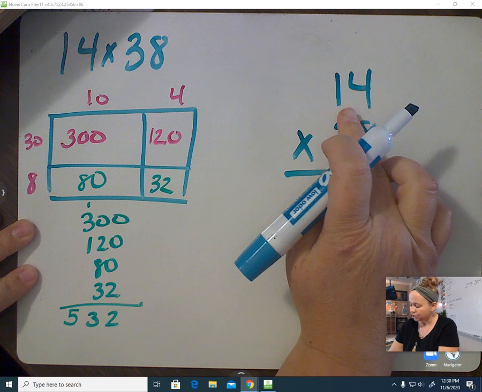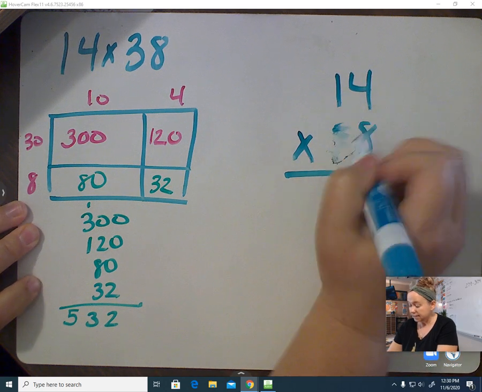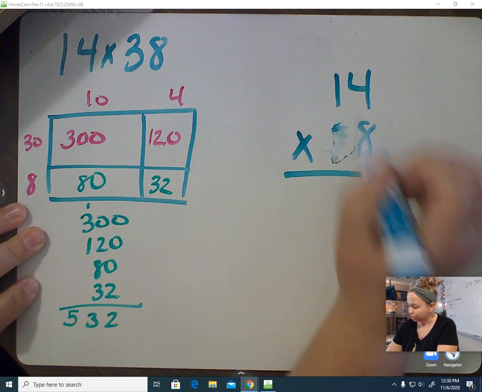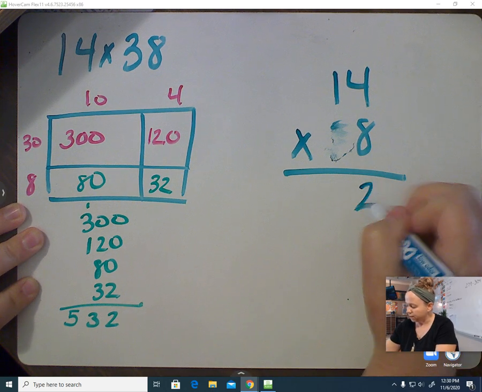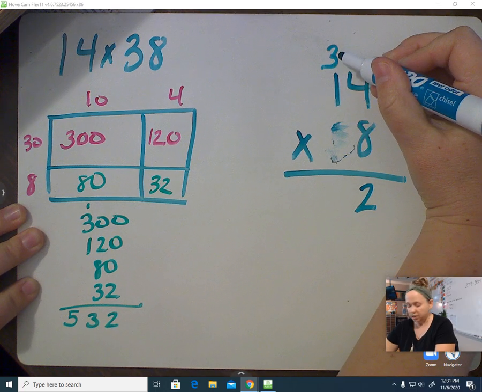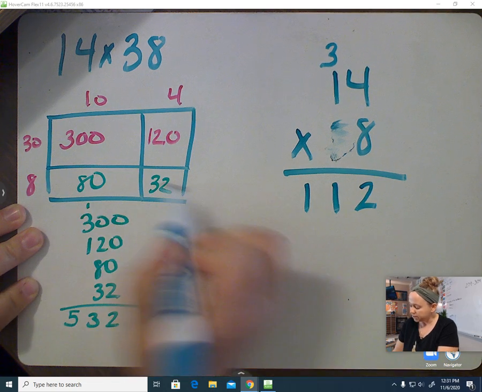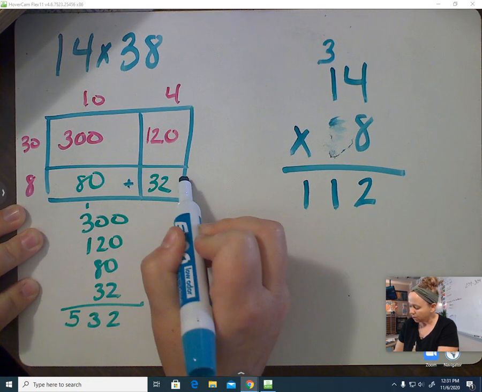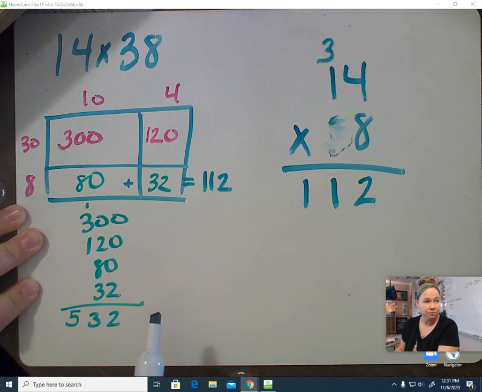I'm going to pretend that this 3 isn't there. I'm going to pretend it's not there. This is something we did in the last chapter and we know how to do. So 14 times 8. 4 times 8 is 32. We carry the 3. 8 times 1 is 8, plus 3 is 11, okay? So here's where I want you to see. If I would take 80 plus 32, I would get 112, which is that number, okay?